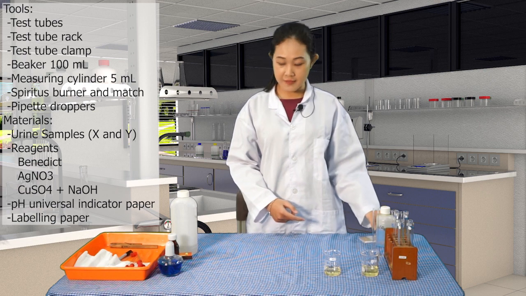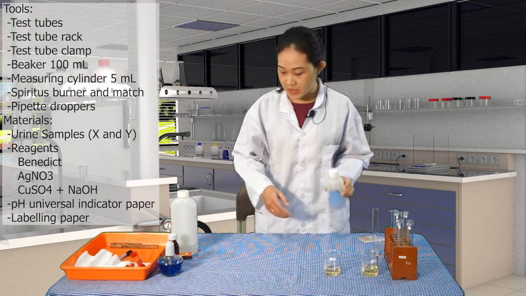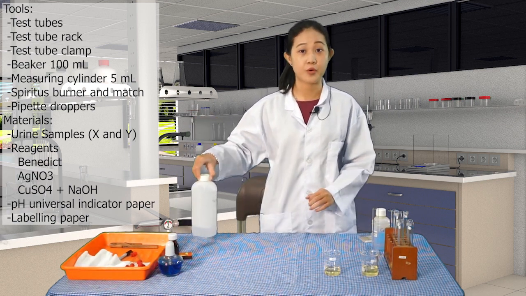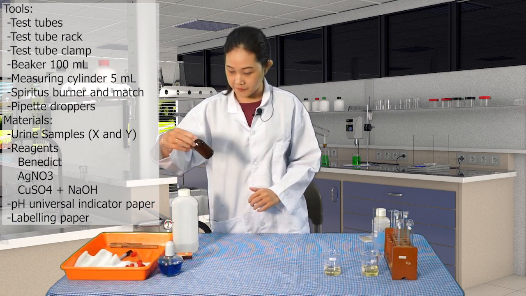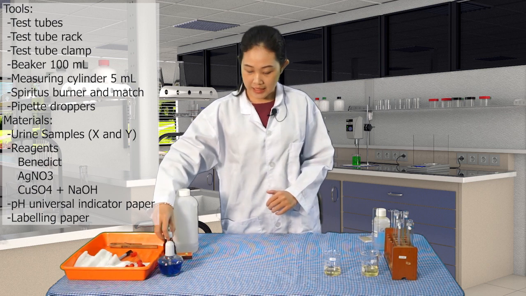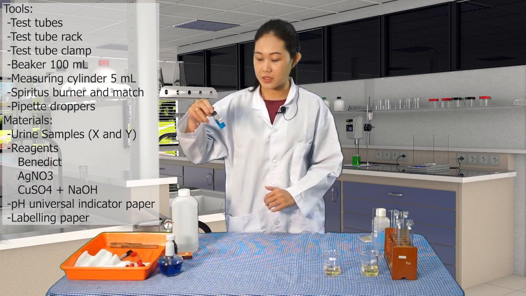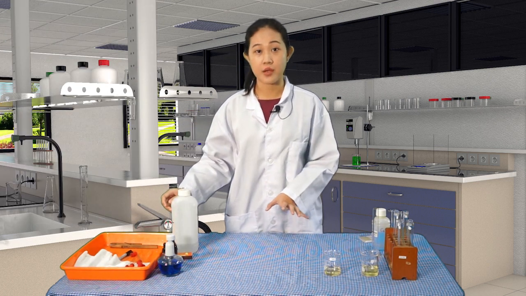We also have some reagents that we are going to use. This one is copper sulfate with sodium hydroxide, which will be combined to form the biuret reagent. Then we also have silver nitrate to conduct the chlorine test. And the last one, we have the Benedict's reagent for the glucose test. Those are the chemical characteristics that we are going to check.